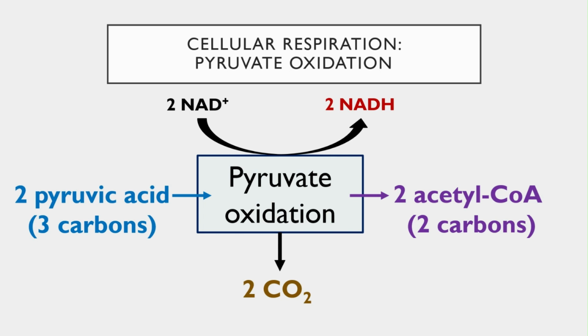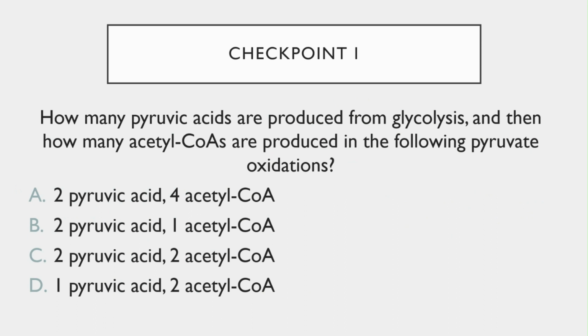Keeping tally on our carbon flux, let's recall that pyruvic acid has 3 carbons in it. So we can see that we have 6 carbons altogether in our two pyruvic acid molecules. We lose 2 of these 6 carbons as CO2. Acetyl-CoA has 2 carbons in it, and we are therefore left with 4 carbons in our two acetyl-CoA molecules. Checkpoint 1. How many pyruvic acids are produced from glycolysis? And then, how many acetyl-CoAs are produced in the following pyruvate oxidations?